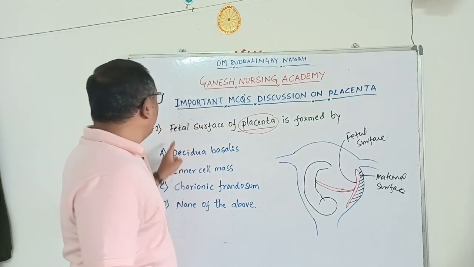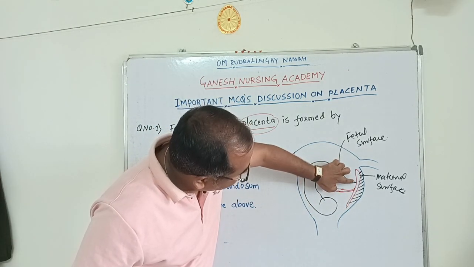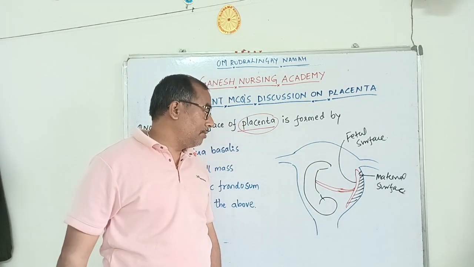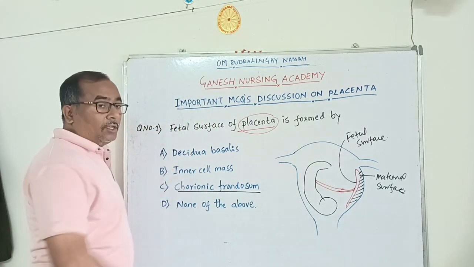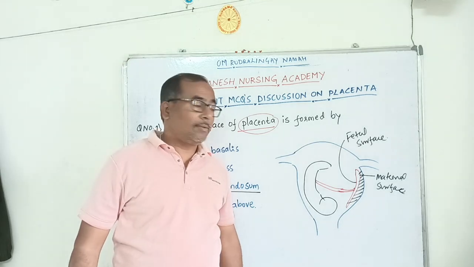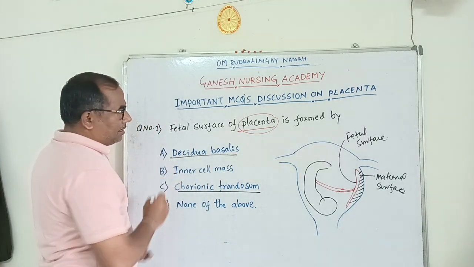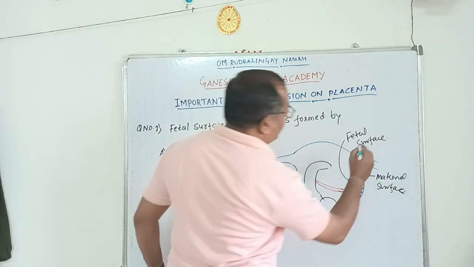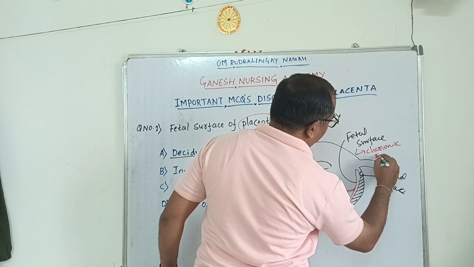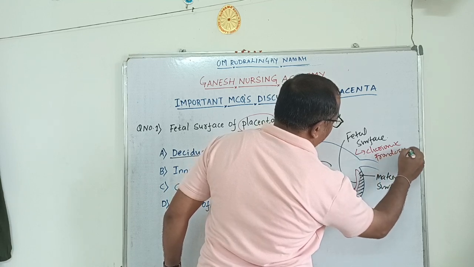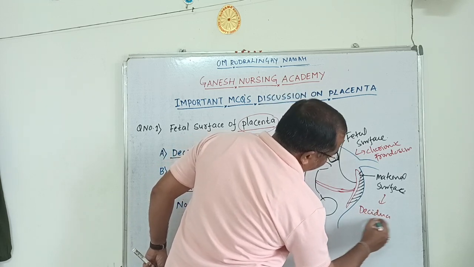Now they have asked which cells form this fetal surface of the placenta. The fetal surface of the placenta is formed by chorionic frondosum, and the maternal surface of the placenta is formed by decidua basalis.